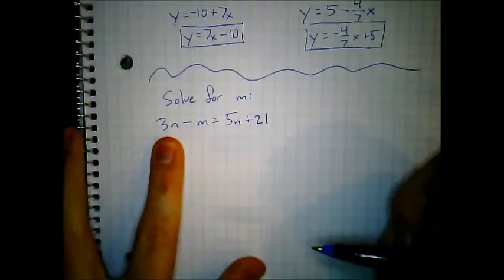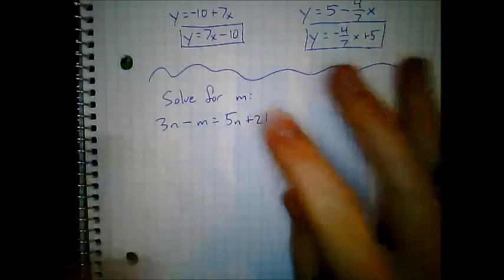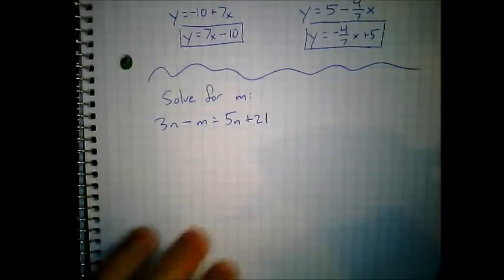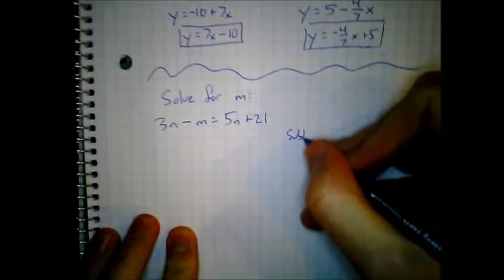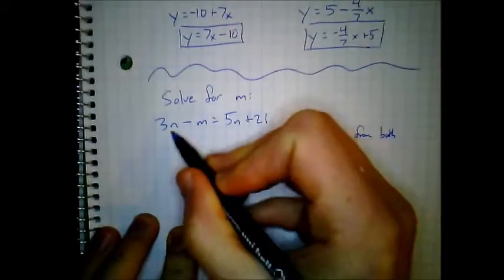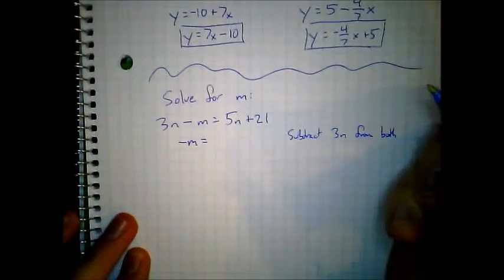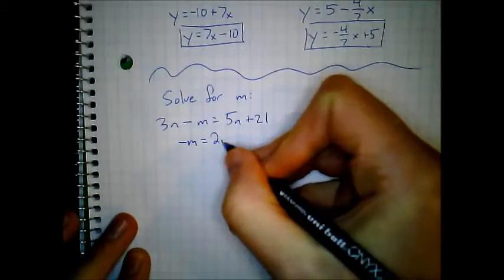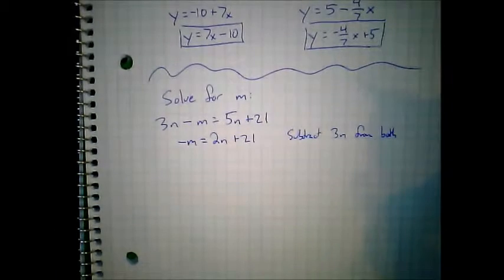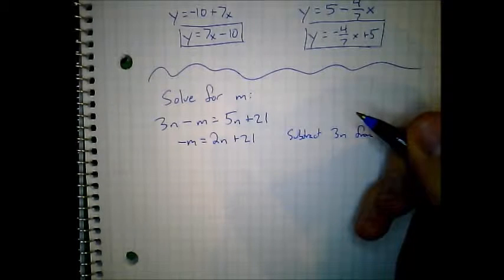So I notice we have 3 n's on the left, we have 5 n's on the right. So we have 3 n tiles on the left, 5 n tiles on the right. It doesn't matter what variable we have, we still think through it the same way. So I'm going to subtract 3n from both sides. I take away those 3 n's and I'm left with my negative m. 5n minus 3n is 2n, and I still have my 21. Nothing different. Now, I have negative m equals 2n plus 21.